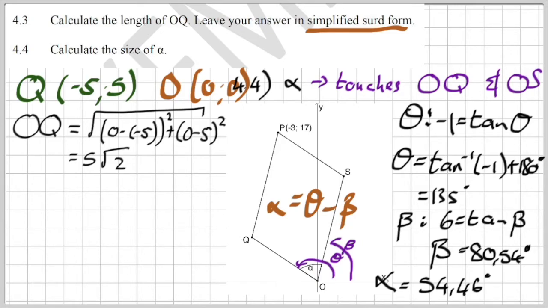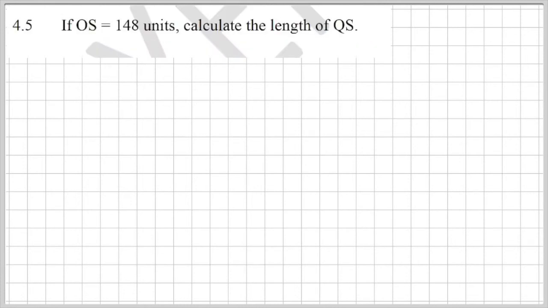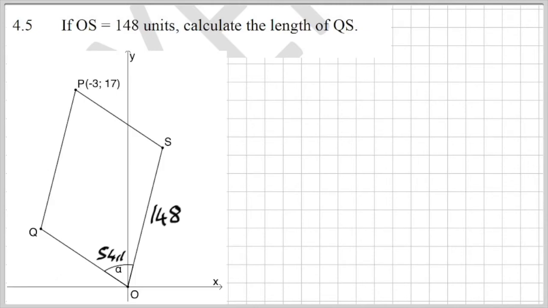Let's look at the next question. Now, the next question, ladies and gentlemen, is if OS is the root of 148, okay? And the question is calculate the length of QS. Now, what I just did there was I filled in all the information we've gotten so far, okay? And I've added the line that they're asking me to calculate, QS.